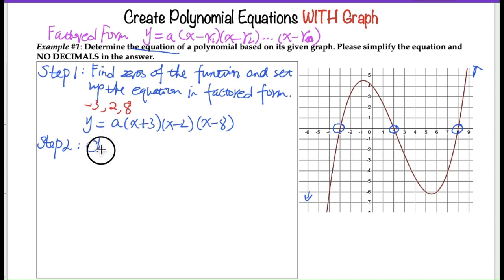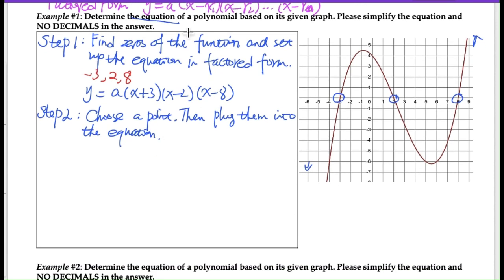Now, since we know a point on the graph, this time we are going to choose a point on the graph and plug it into the equation. But there's one thing I want to remind you about when choosing the point. You don't want to choose a point like this. This is not a good choice. This kind of point is also not a good choice because you do not know the exact location. It's always a good idea to choose a point that helps you do the calculation. So this time I'm going to choose the y-intercept, which is the point 0, 4. Remember, at the y-intercept, x is 0.